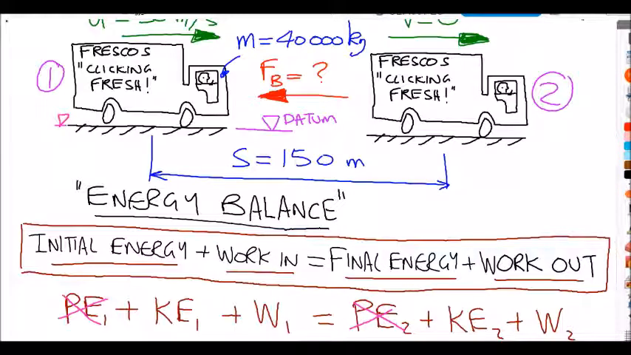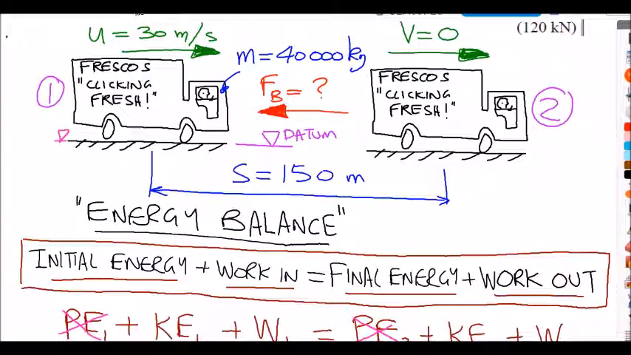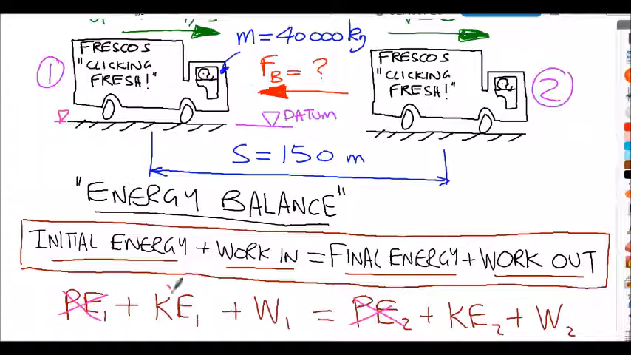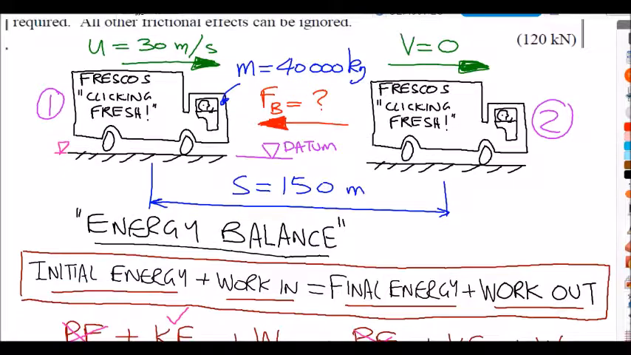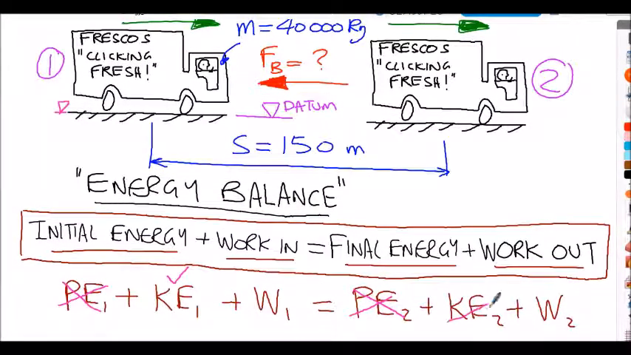If I consider position 1, I know that I have a 30 meters per second velocity here, so I must have some initial kinetic energy. So I've definitely got kinetic energy here. But if I consider position 2, we know it comes to rest. My final velocity v is 0. So there'll be no final kinetic energy.